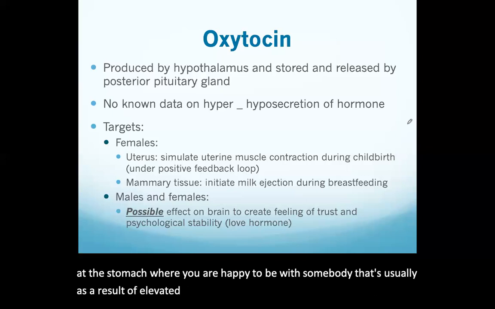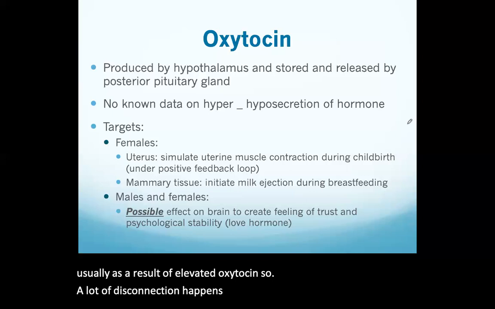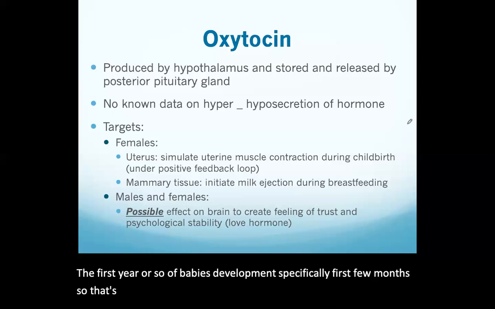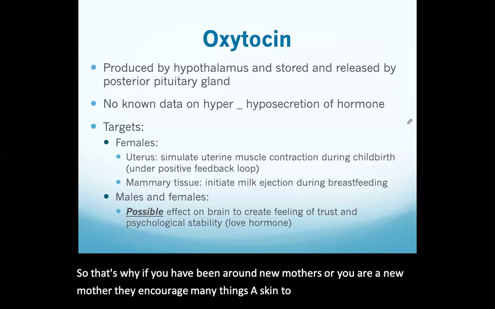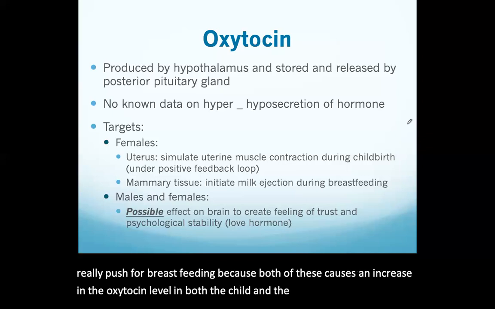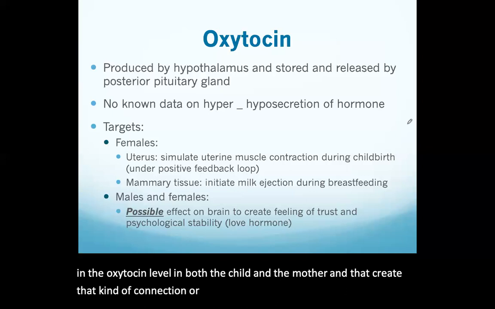A lot of this connection happens during the first year or so of the baby's development, specifically the first few months. So that's why, if you have been around new mothers or you are a new mother, they encourage many things like skin-to-skin contact. They really push for breastfeeding because both of these cause an increase in the oxytocin level in both the child and the mother, and that creates the connection or bond that is necessary for healthy growth of the child.